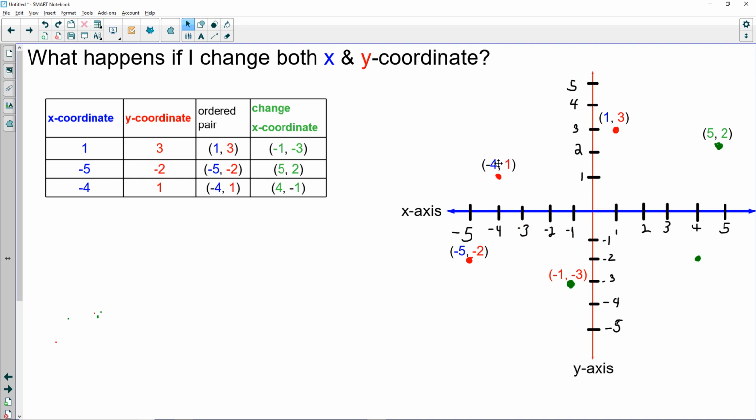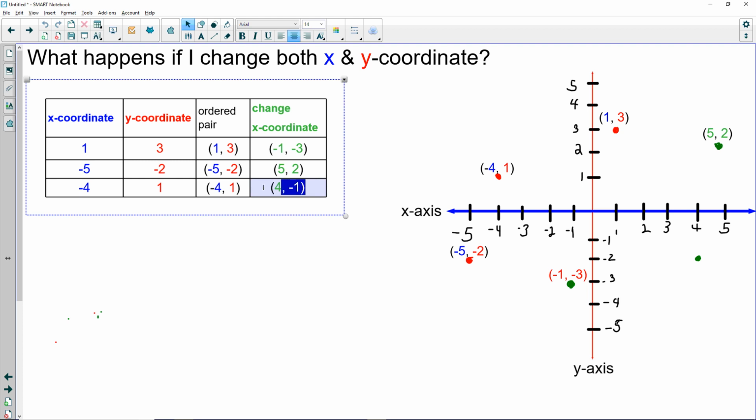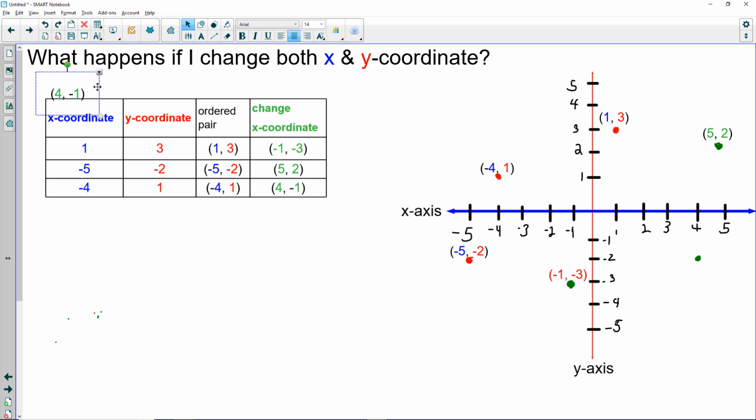So here we have -4, 1, and then your teacher was able to go and actually fix it, change it to show where 4, -1 is. So what happened, guys? What happened as we changed both the X and Y coordinate? I want you to pause the video as you're adding this example to your journal. Think about what happened as we change both the X and the Y.